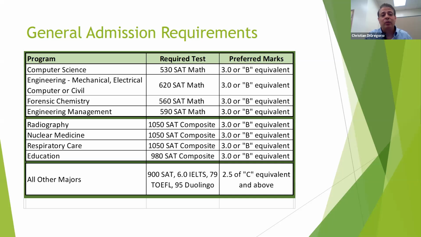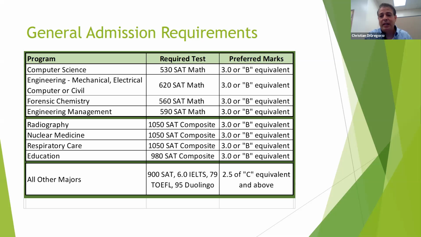When we get to things like radiography, nuclear medicine, respiratory care, or education, those professors look at it a little differently. They're going to look at the quantitative, which is the math section, and the critical reading verbal together, what we call the composite, all right? So radiography, nuclear medicine, respiratory care, they're going to look for a 1050, all right? So you need to have that. That's the cutoff to have a chance to get admitted. Education, if you're interested in that, you want to be a teacher. If you want to be a teacher, they're going to need a 980.